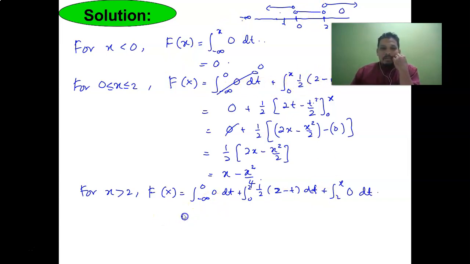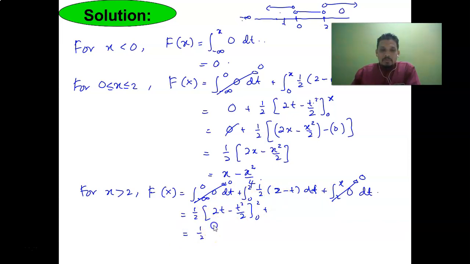So now, this gives you 0. Then this one here, 1 over 2, integral of 2 minus t with respect to t, you come up with 2t minus t squared divided by 2 from 0 until 2, plus this one here also going to give you 0. So only this is left, since this is 0 and this is 0.